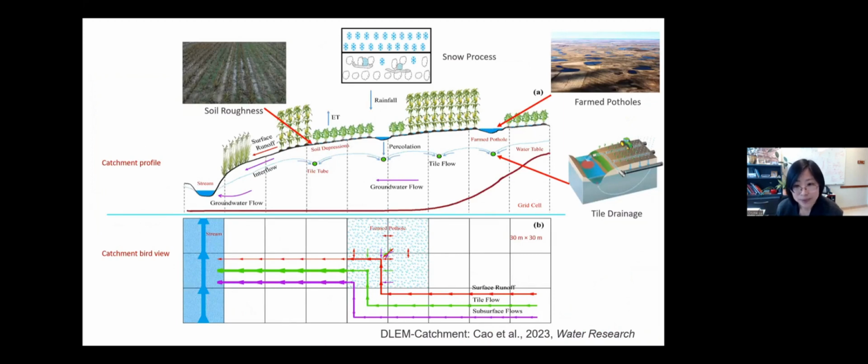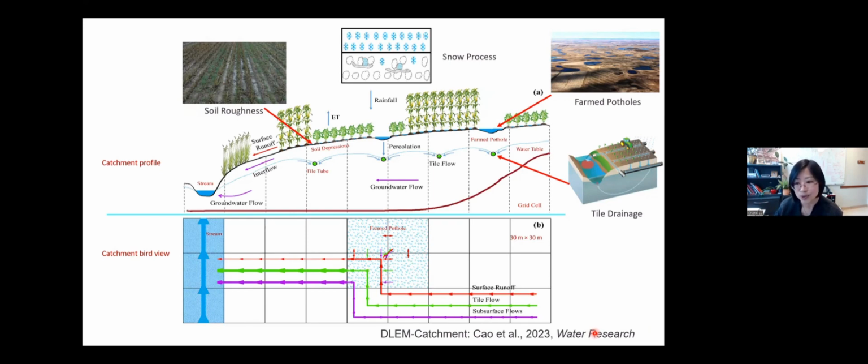And then in this paper, we developed a model called DLEM-Catchments. This was led by the former PhD student and postdoc in my lab, Pei Cao. He published this paper in Water Research last year. During this work, we identified some modeling incapabilities associated with soil roughness, snow process, farm potholes, and tile drainage. They are very important to water and nutrient movement dynamics in this area, but have been overlooked or oversimplified in our previous DLEM model.